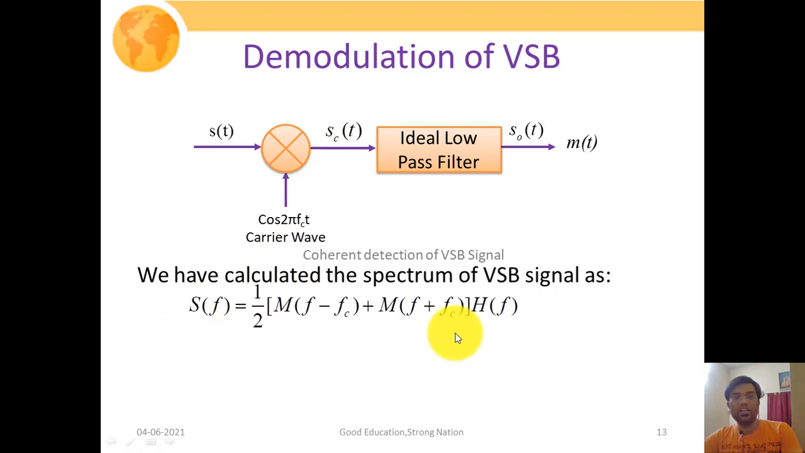We have calculated the spectrum of the VSB-SC signal as S(f) equal to half times [M(f − f_c) + M(f + f_c)] multiplied with your H(f).